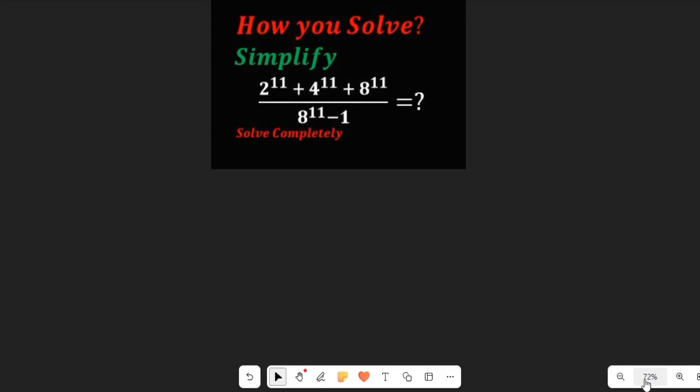In this question, let's find out two things. Without the use of a calculator, can we solve this completely, or is it going to give us a simplified version of this expression? Let's learn how to solve.